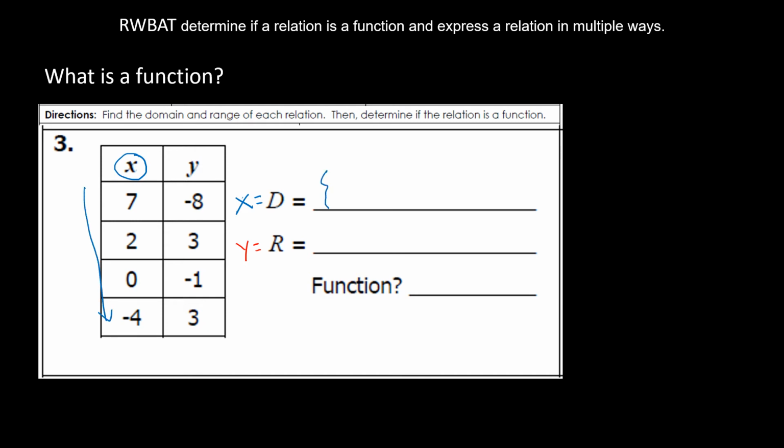So in our set, we would say 7, 2, 0, -4. And our range would be all of these values here, and we would say -8, 3, -1, 3. So with the question of, is this a function? You're going to see here, I have no repeating values for my x values.